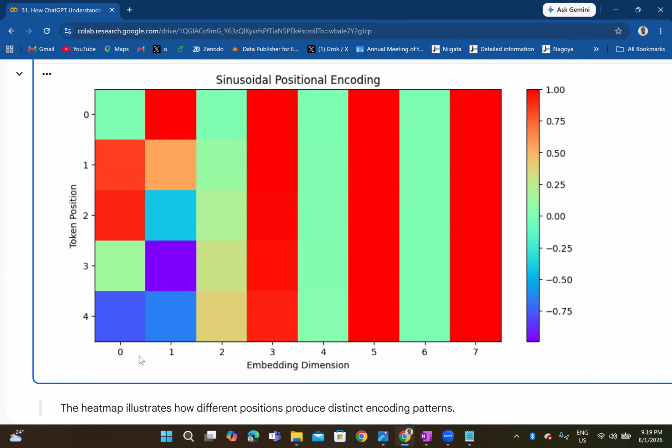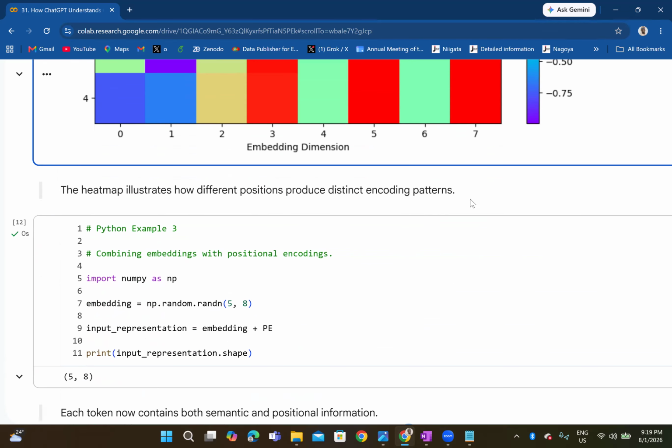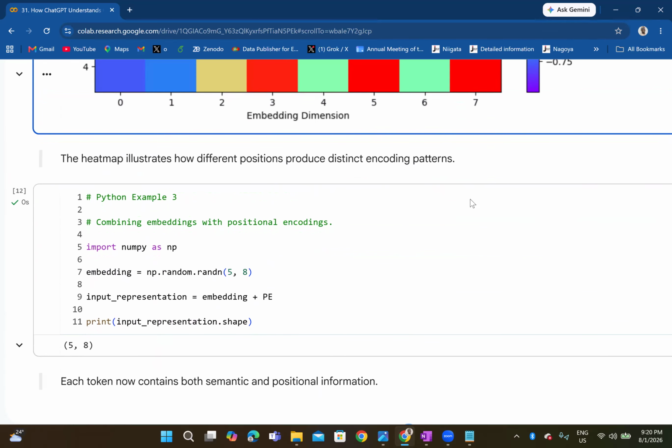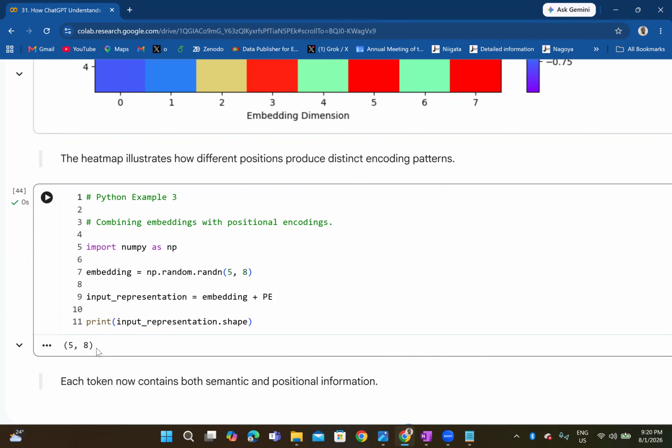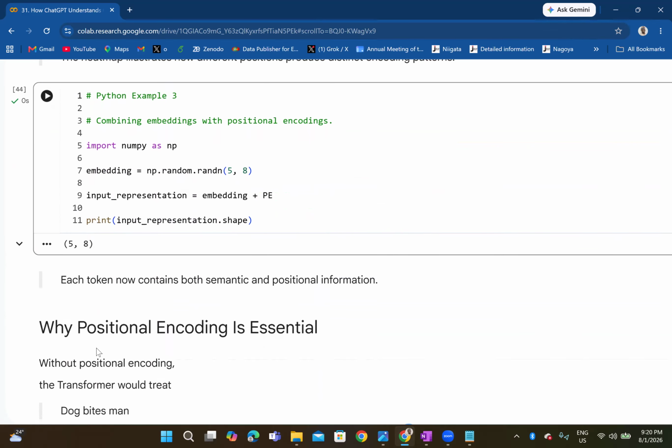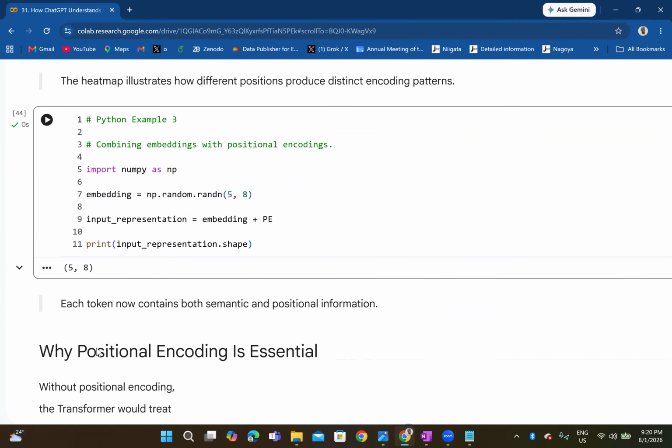So in the first dimensions, embedding dimension 0, 1, 2, you have nuances, but the rest are just the same. Now we talk about Python example 3. If you want to combine embeddings with positional encodings, you have embeddings, np.random, so combine 5 8. The input representation is the embedding plus positional encoding, and that ends up being 5 8, like we saw before. So each token now contains both semantic and positional information.